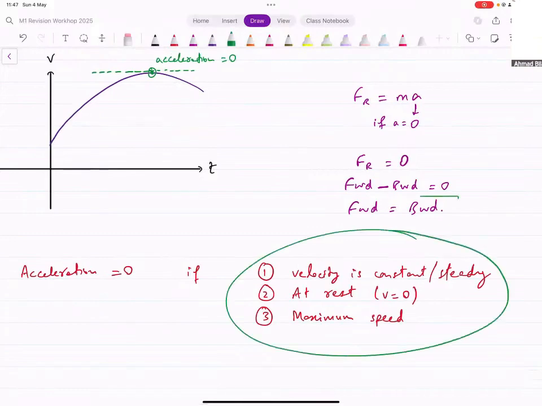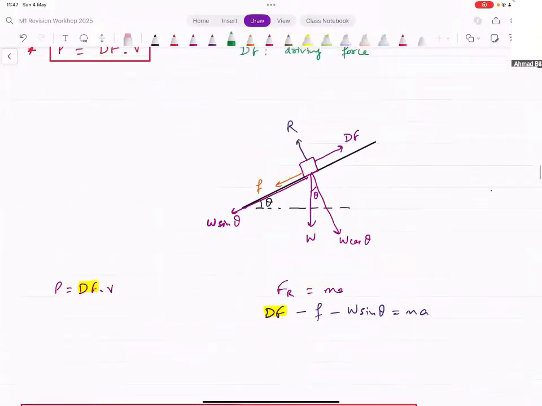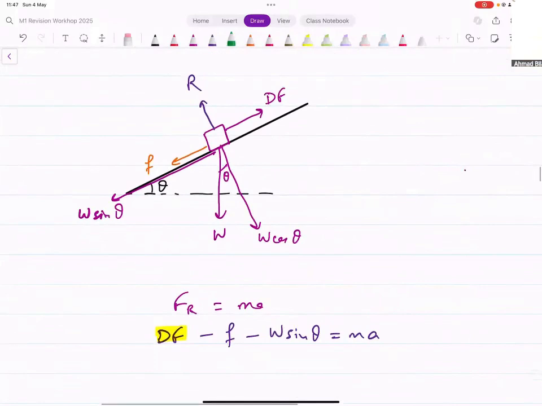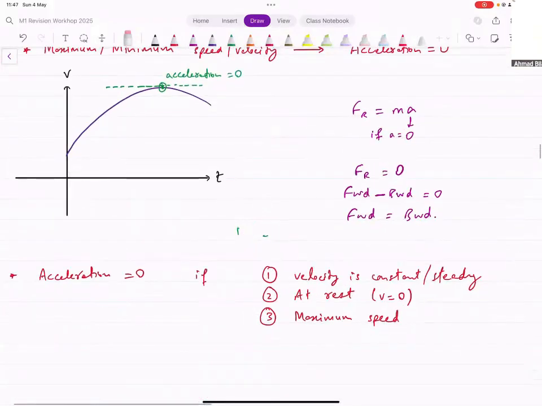In all of these three cases, remember, resultant force is equal to 0, or you can say the forward forces and the backward forces are going to be equal to each other. It's not always going to be that driving force is equal to resistance, because we could have some other forces as well. For example, in this situation, if it was constant velocity, you would say driving force equals friction plus W sine theta, right? Forward forces equal the backward forces. It's not always just driving force equal to resistance. It's all forward forces equal to all backward forces.